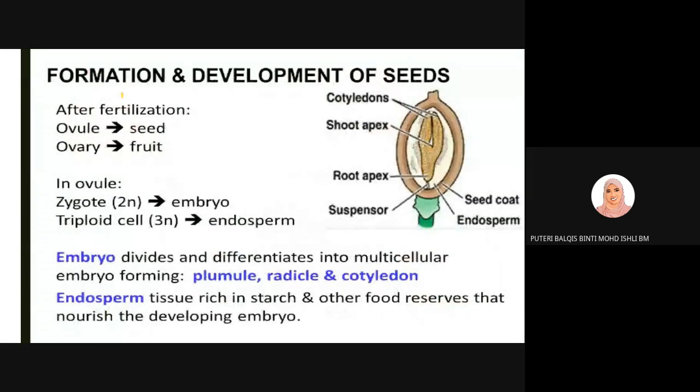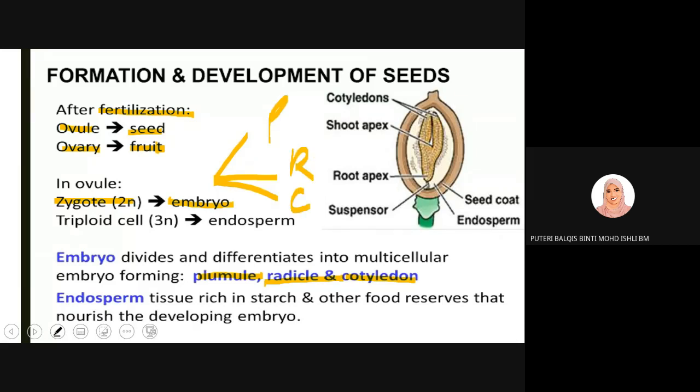Alright, formation and development of seed. So after fertilization, so lepas fertilization, apa jadi? Ovule will become seed. Ovary will become fruit. So selama ni kita makan buah tu, kita makan ovary dia. Okay, kita makan ovary dia. So in ovule, zygote will become embryo, and then embryo will differentiate into 3: plumule, radicle, cotyledon.